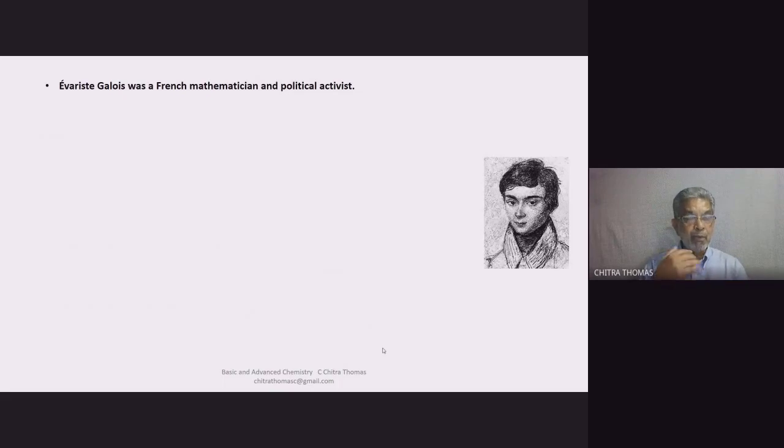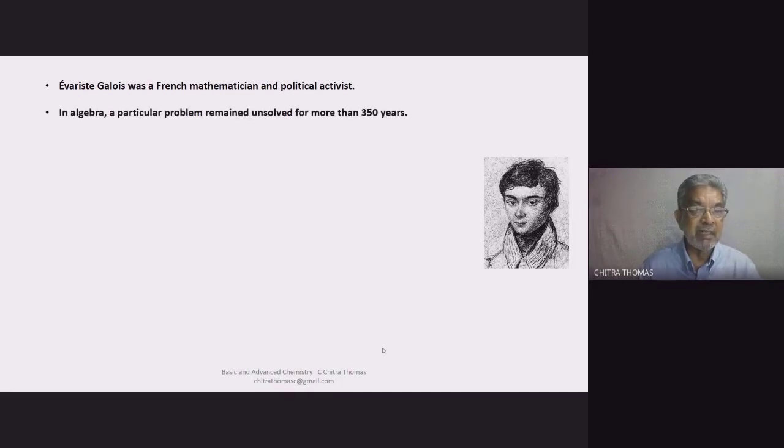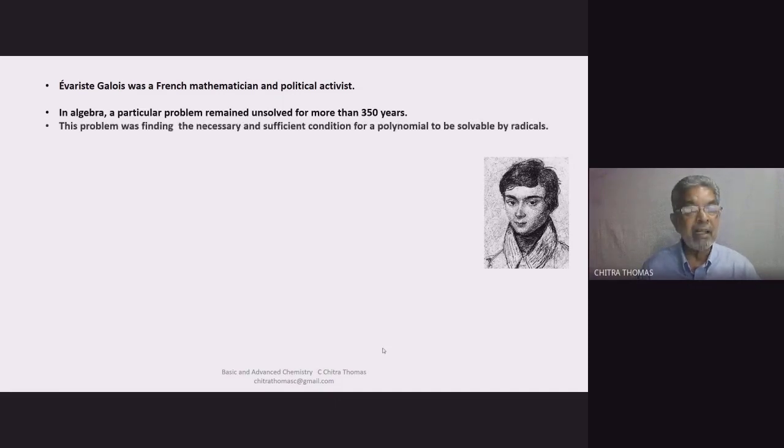Now, before I proceed with the discussion of group theory, I would like to say a few words about the man who is behind group theory, the man who is behind this particular webinar, the genius called Évariste Galois. Évariste Galois was a French mathematician and a political activist. In algebra, a particular problem remained unsolved for more than 350 years. This problem was finding the necessary and sufficient condition for a polynomial to be solved by radicals. This is a problem.